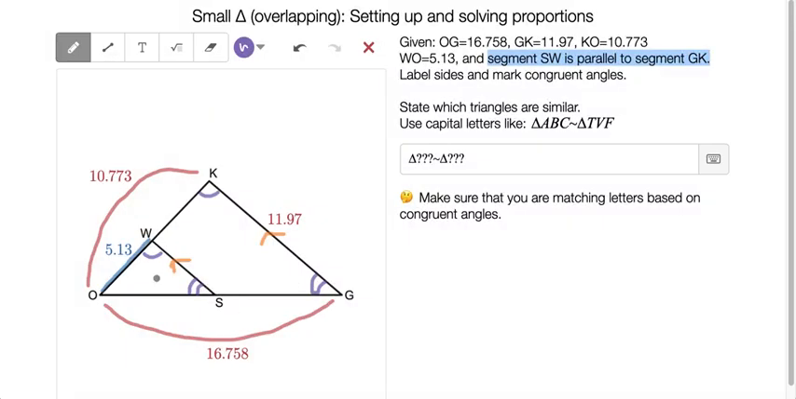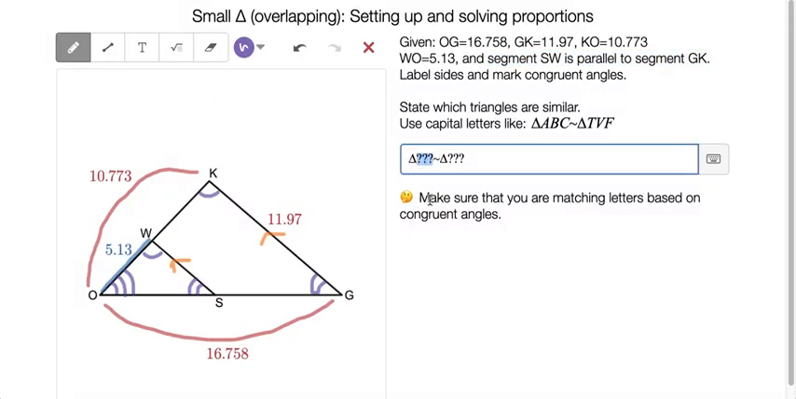Now the small triangle has angle O, the big triangle has angle O. Angle O is the same as itself, so I'm going to mark it with 3 arcs. The small triangle and the big triangle have all 3 pairs of angles congruent. That makes these triangles similar. Now I can name which triangle is similar to the other one.